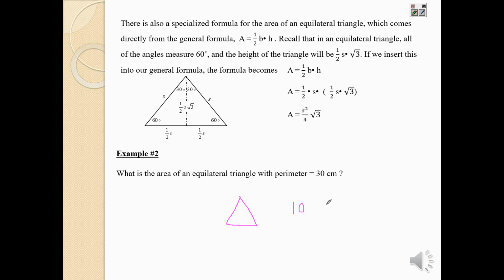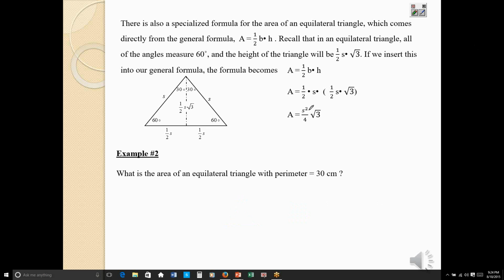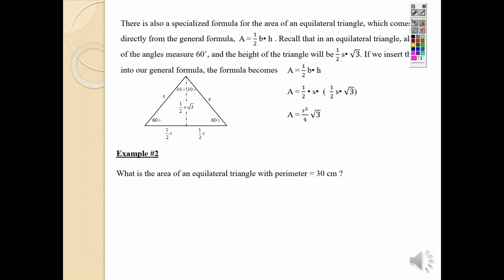And we're trying to look for the area of that triangle. The area is 1/2 base times height. This is an equilateral triangle, so it would be side squared over 4 times the square root of 3. And that would be 10 squared over 4 times the square root of 3. So let's just take a look at this.